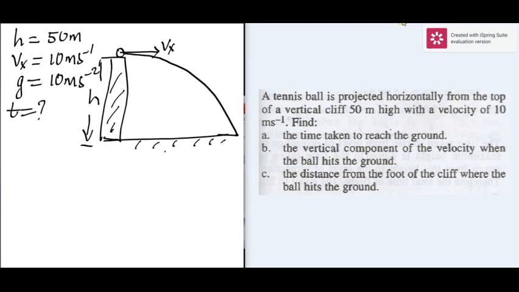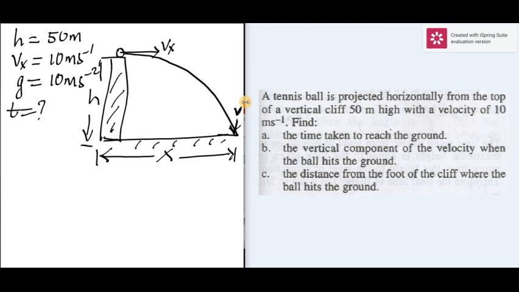And this is the horizontal distance traveled. That's the range, that point. There we have the vertical component of the velocity when it hits the ground. At this point here, we need the velocity to hit the ground.